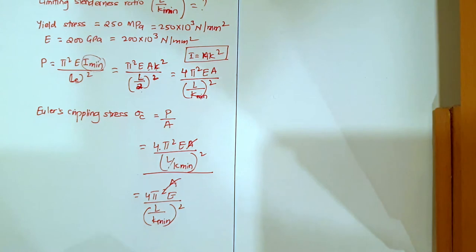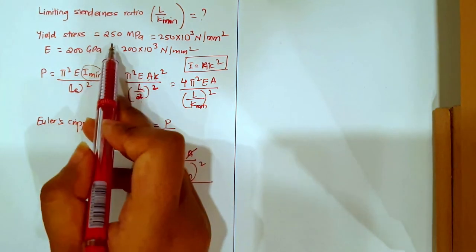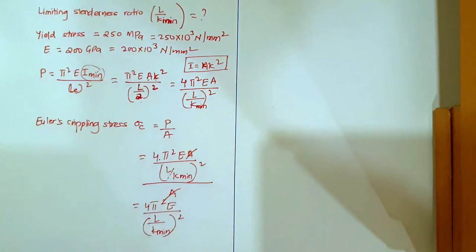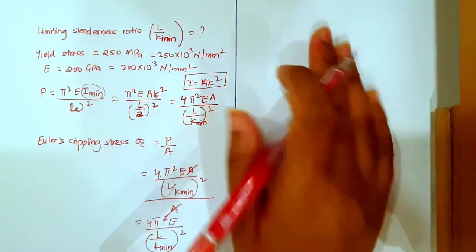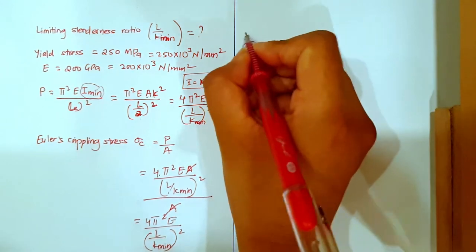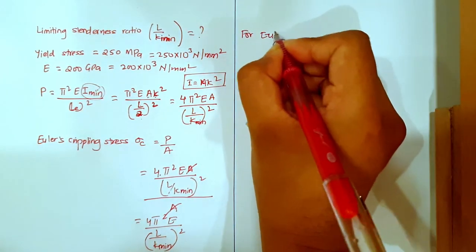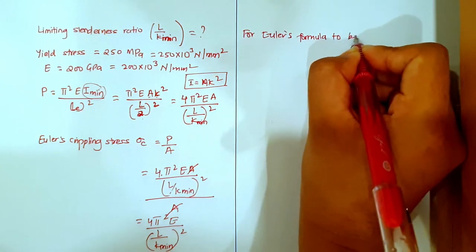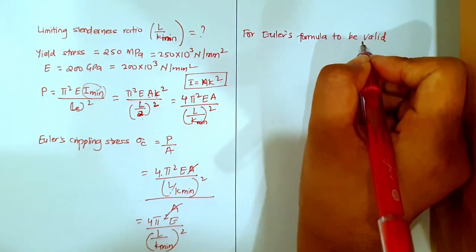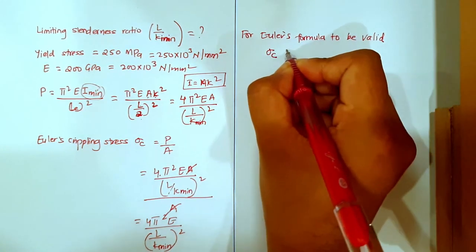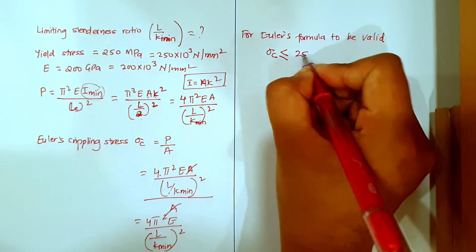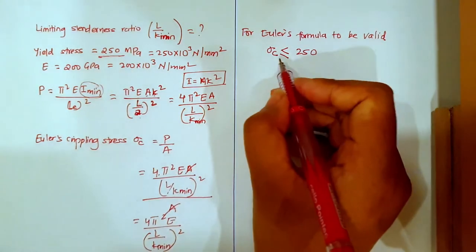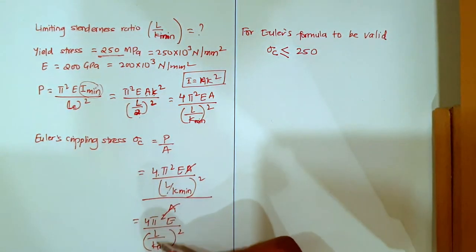Now in the given question, the yield stress of the steel is given equal to 250 megapascal. Now for Euler's formula to be valid, sigma c should be less than or equal to 250 megapascal, right? Because the yield stress here is given 250 megapascal. So my sigma c is equal to this value here, right?